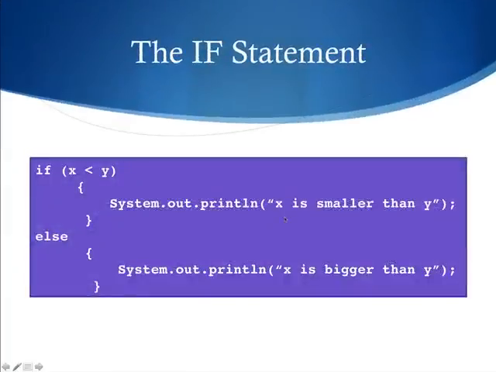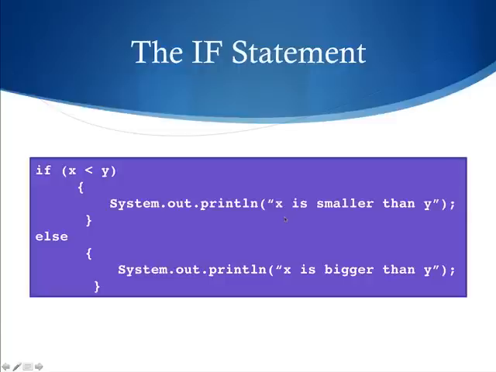Let's look at an actual example. I have a variable x and a variable y. I have said if x is less than y, if the current values of x and y turn out to make that statement true, then I want to print out the statement x is smaller than y. However, if that statement is untrue, I want to print out the statement x is bigger than y, because obviously if it's not less than, then it's got to be either equal to or larger.